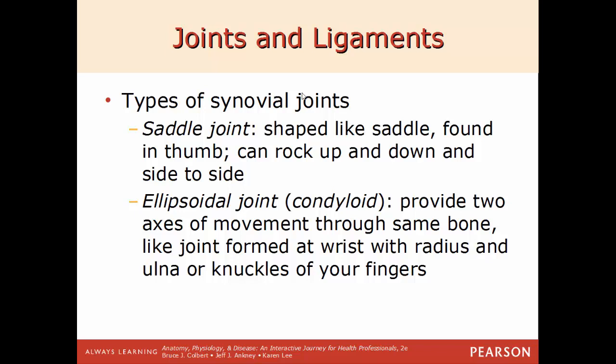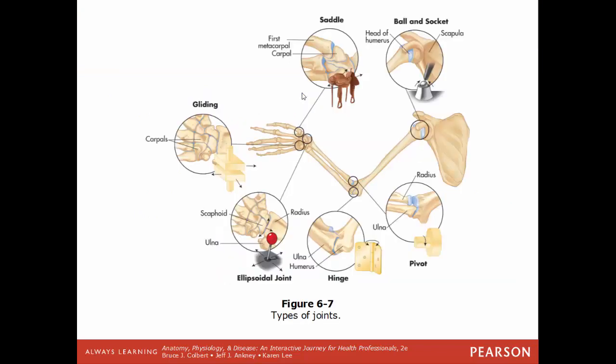An ellipsoidal or a condyloid or condylar joint provides two axes of motion. It's like combining the joint between the wrist and the forearm, also with the hinge of the knuckles of your fingers. Right here are those various locations. The ball and socket that most people are familiar with: you have a ball-shaped part of one bone fitting into the socket or the cup section of another bone. That is your shoulder. Saddle, found in the thumb, because it's actually shaped like a saddle right there.